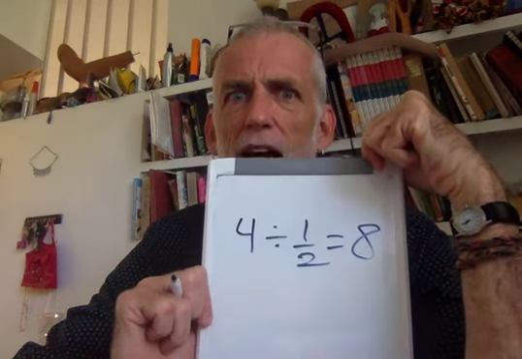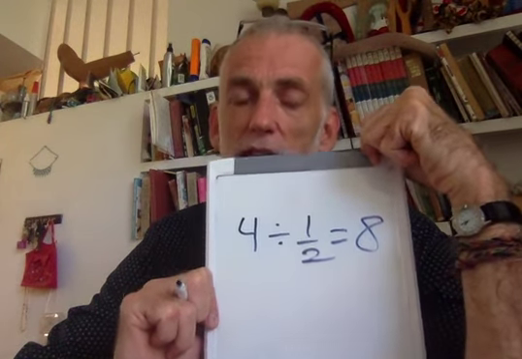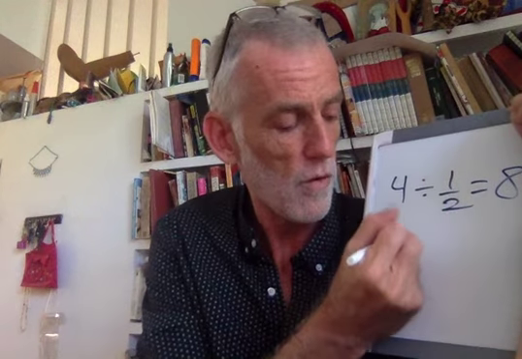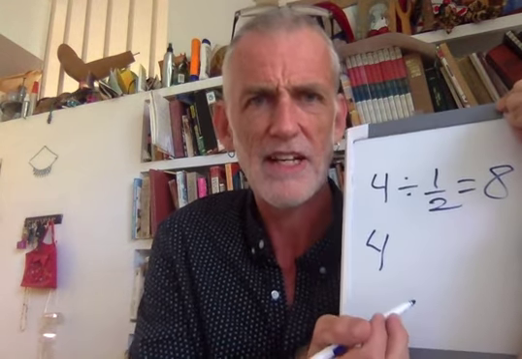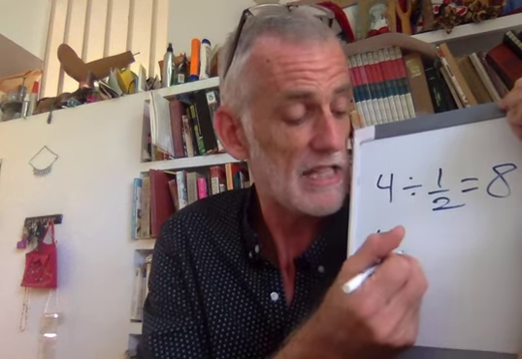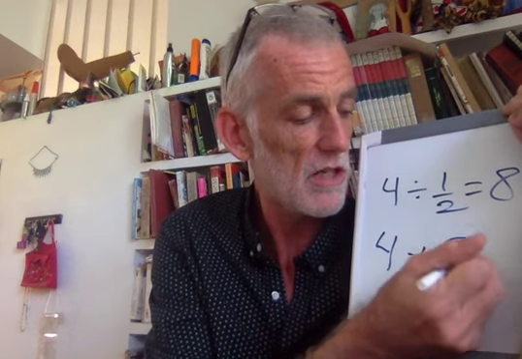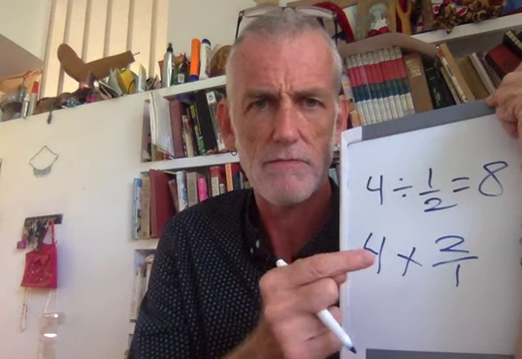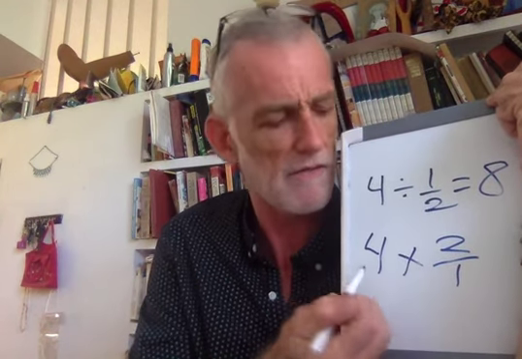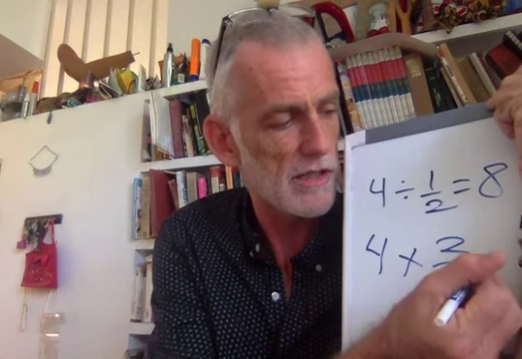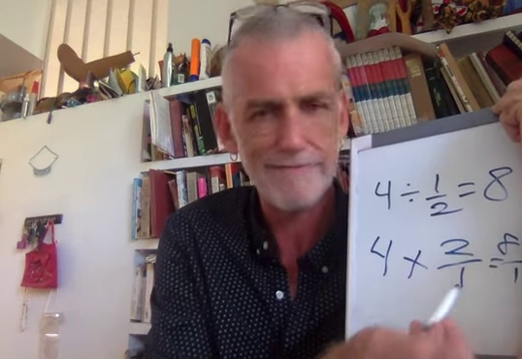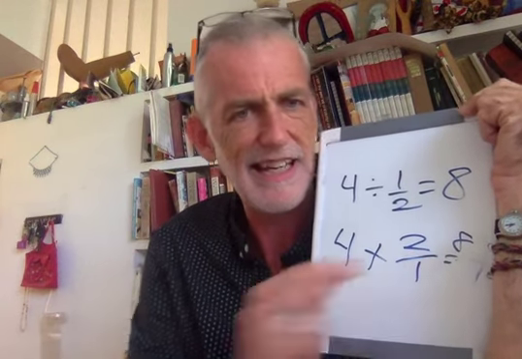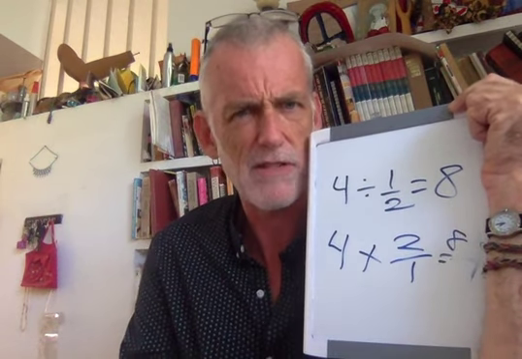How do we do that mathematically? How do we do that with the numbers? Super easy. 4 divided by 1/2 is the same as 4 times 2 over 1. You flip your fraction. You just flip it and multiply it. 4 times 2 over 1 is 8 over 1. Same thing as 8. Right?